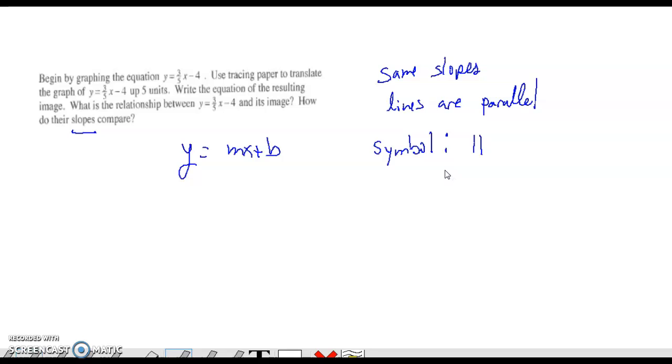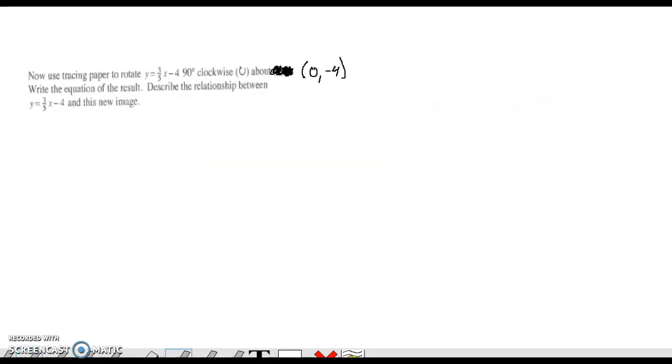So let's do this one more time. And this time, what you guys are going to need is tracing paper. Okay, we already have this line graphed, and we are going to rotate it clockwise, and you're going to rotate it around the point 0, -4, aka the y-intercept.